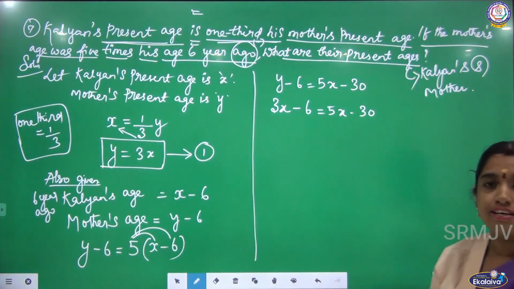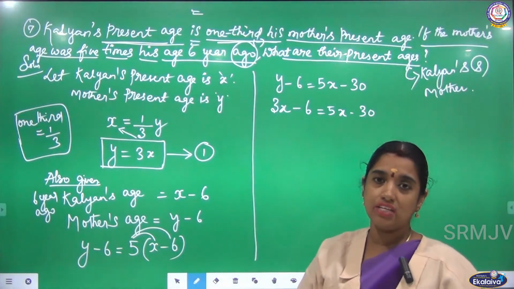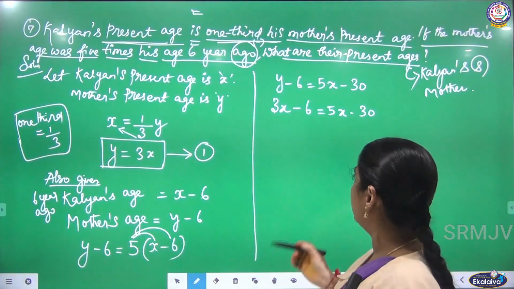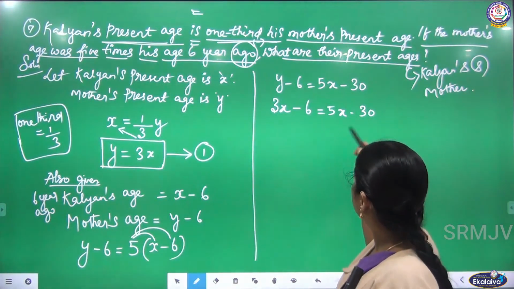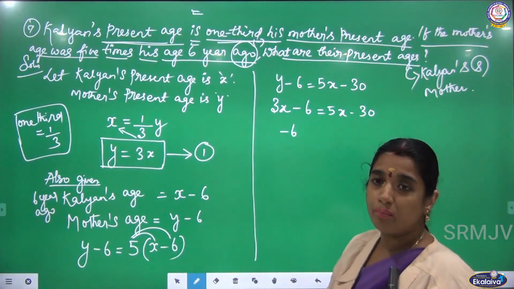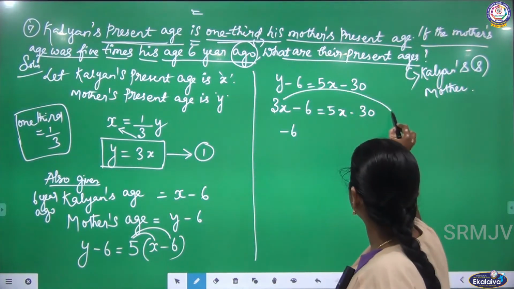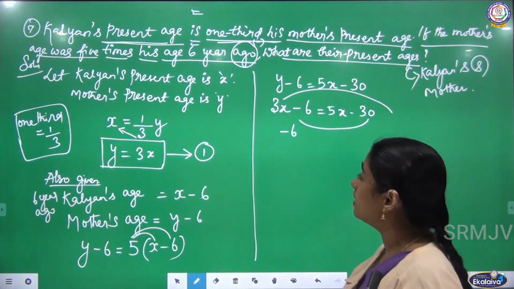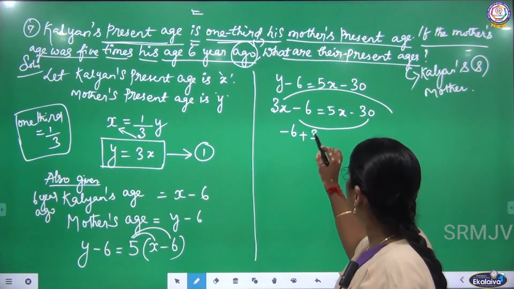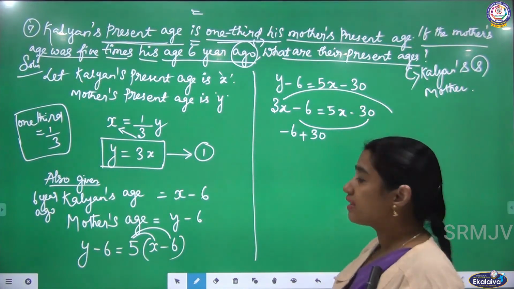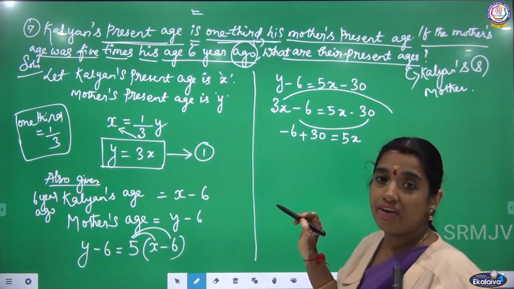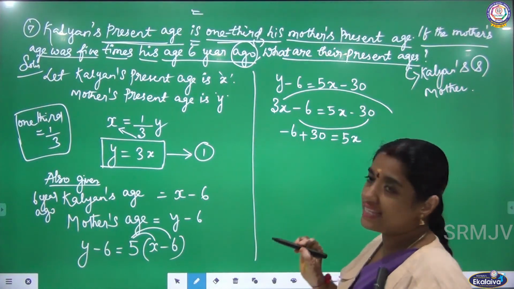Can you clear this? The variables are arranged on one side, and the constant numbers on the other side. Listen, here keep 5x, minus 6 is a constant. You send this 3x to this side and 30 to this side. So minus 6 minus 30 becomes plus 30. Got it? And 5x is there already on the right hand side, so keep that 5x as it is.